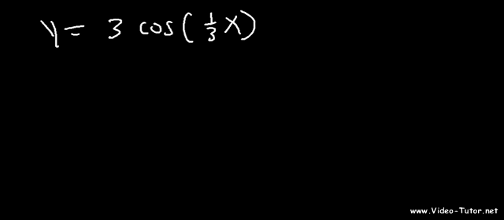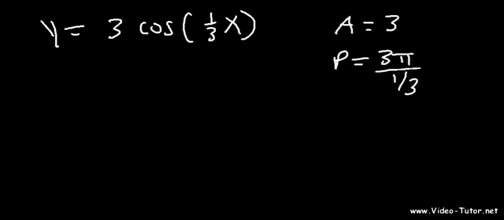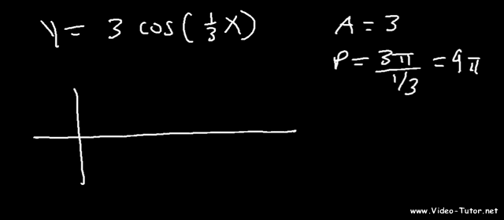Say if we want to graph 3 cosine 1/3 x. So the amplitude is 3, the period is 2 pi divided by 1/3, so that's 2 pi times 3, that's 6 pi. So we have a vertical stretch of 3 and a horizontal stretch of 3 as well at the same time.